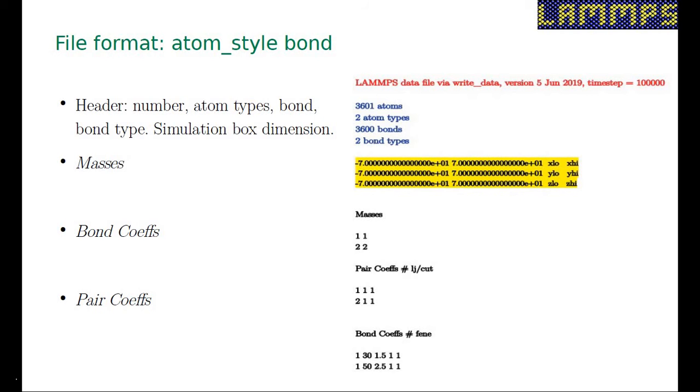Okay, the file format for atom-style bond. First, we need to include a header with the number of atoms, and the atom types, and the bonds and the bond types, followed by the simulation box dimensions. After that, we specify the masses of the particles, the bond coefficients, and the pair coefficients.